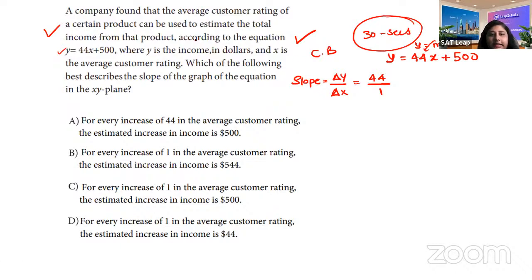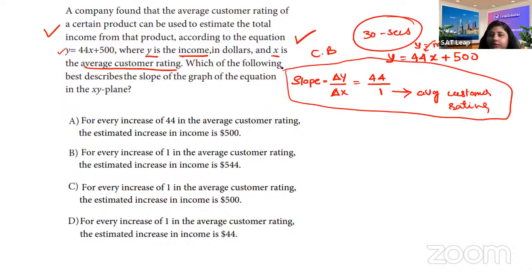Here they are telling in the question that a certain product can be used to estimate the total income from that product according to the equation y = 44x + 500, where y is the income in dollars and x is the average customer rating. So this is very important: understanding what each variable represents. Which of the following best describes the slope of the graph of the equation in the xy-plane? Okay, so let's go one by one. Knowing this much information will be helpful to answer the question.